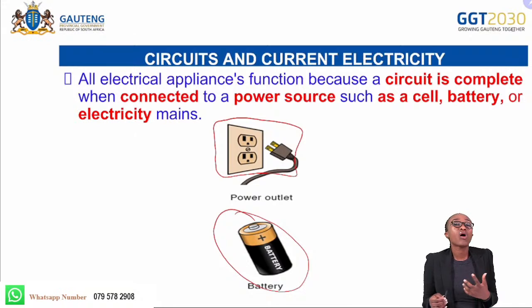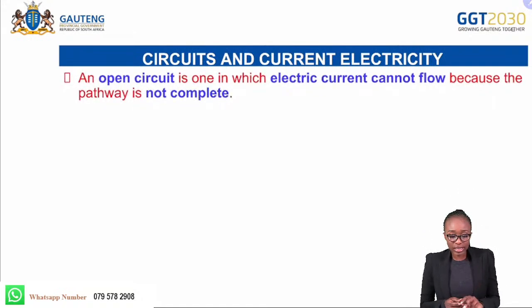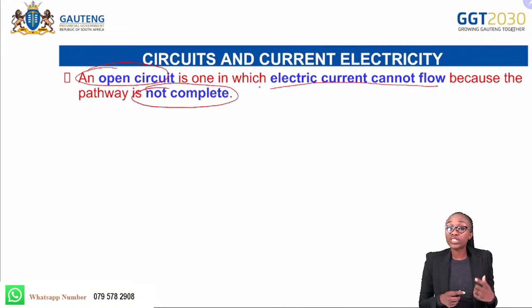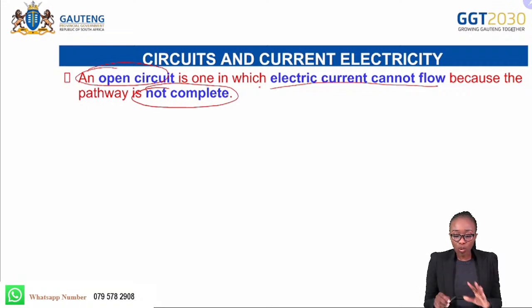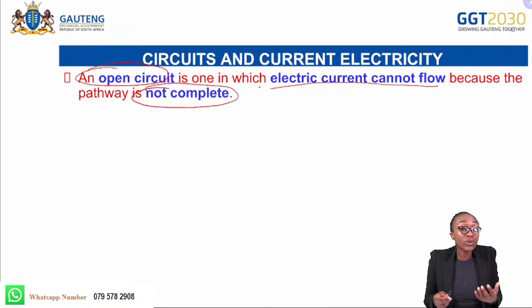So now we're figuring out what makes up a circuit and what is a complete circuit. An open circuit is one in which electric current cannot flow because the pathway is not complete. Remember, for your kettle to work, you need to plug it onto the mains, switch the switch on, switch the kettle on, and then it works because it is a complete circuit. For your handheld torch to work, the circuit has to be complete. If your TV is not plugged into the mains, then that is an open circuit, so current cannot flow because the pathway is not complete.